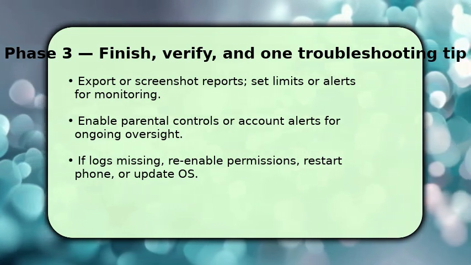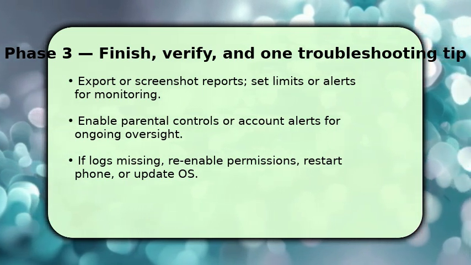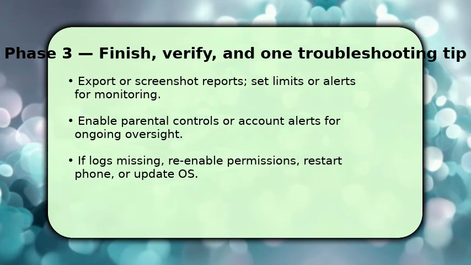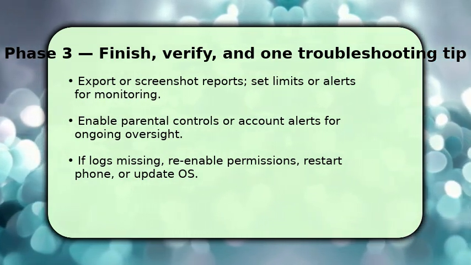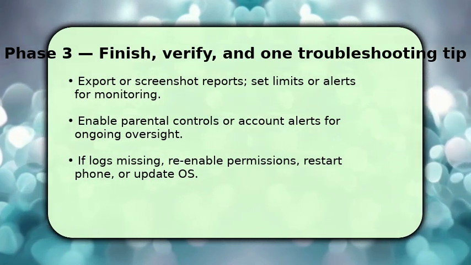If activity appears incomplete, troubleshoot. First recheck and re-enable usage permissions, then restart the phone, and finally update the operating system. If that fails, reinstall the companion app. These steps resolve most logging gaps. Make sure to confirm changes after each action.